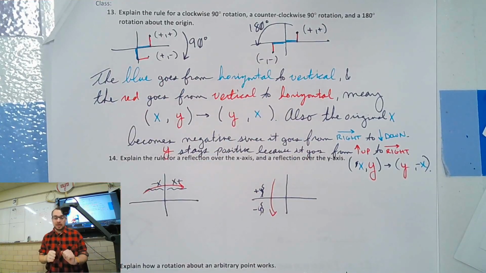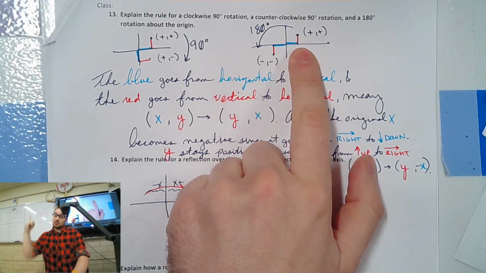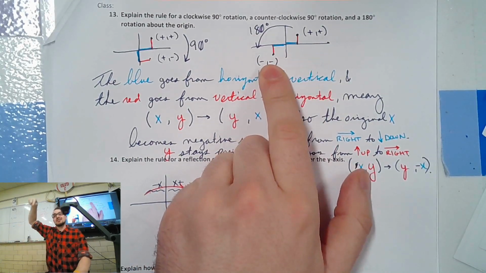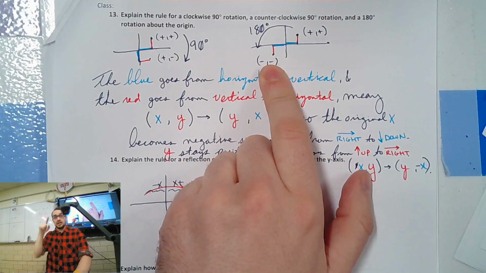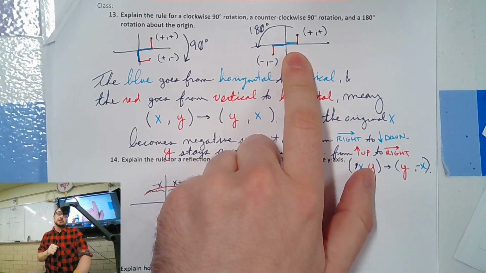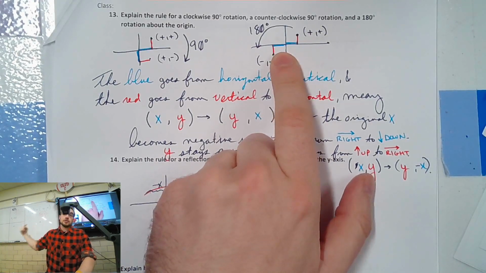For 180 degrees, do our horizontals change from horizontal to vertical? No. Do the verticals change to horizontal? No, they stay vertical. So X and Y don't switch. We were going positively up. After we're done, we're going negatively down. So the sign's going to switch for the Y, right? Negative Y. Is the sign going to switch for the X? Yeah, because it's going to the right, and now it's going to the left.